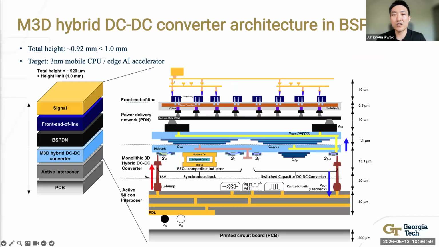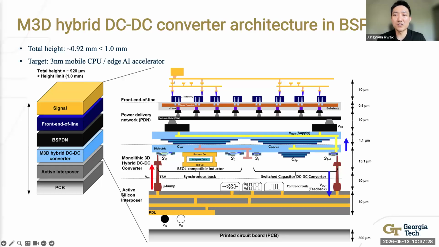So one key constraint for any monolithic 3D converter is the physical height. Our target is to keep the full stack below 1 millimeter, which is required to fit inside thin consumer electronics like smartphones and edge AI devices. If the converter layer is too thick, it becomes a bottleneck for the whole system. Let me walk through the layers and show how we stay within this limit.